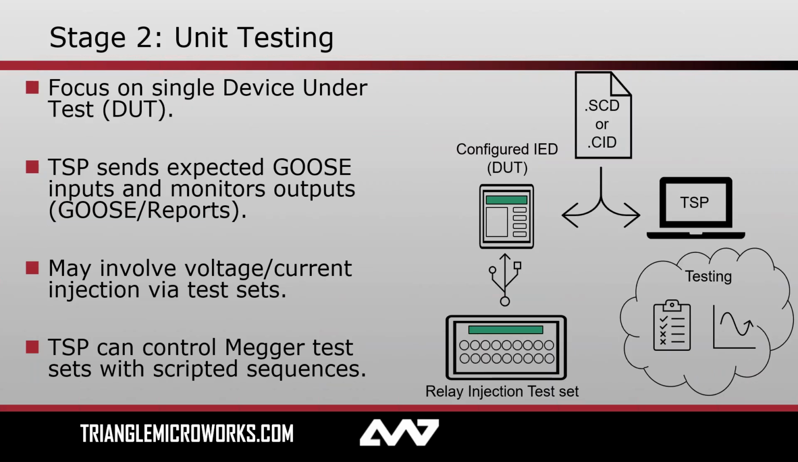If that device is configured to receive voltages and currents, maybe it's a merging unit, which will be publishing those voltages and currents out in the form of sample values, or maybe we're not using process bus and it's actually a protection device that's wired up directly to CTs or PTs. We can provide those from a relay injection test set, and then use a tool like Test Suite Pro to control that test set, also to monitor communications that are coming out of that device.